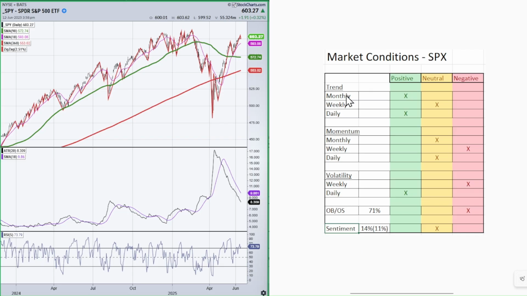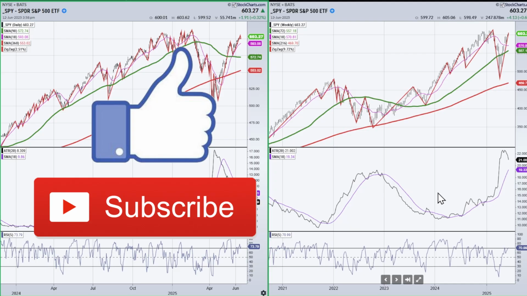Nothing changed with the trend and momentum. We still have positive trends for both the monthly and the daily. The weekly is neutral because the 18 is below the 40. And then on a momentum basis, no change there as well. The daily momentum is the key, I think, right now. Something we need to watch very closely. I'll get into that once we switch over.